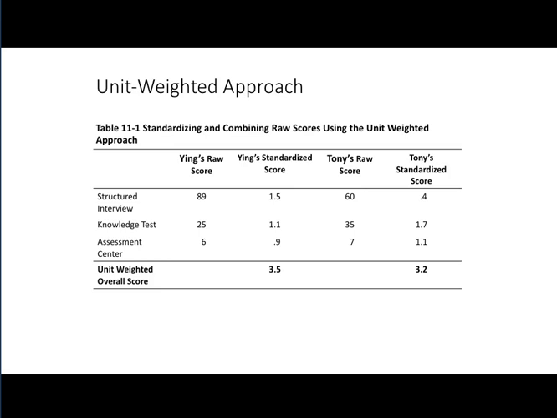Tony has 60 in the structured interview, 35 in the knowledge test, and 7 on the assessment center. So he didn't do as well as Ying on the structured interview, but did significantly better on the knowledge test, and the assessment center slightly greater. So if you do straightforward weighting and you assume they're equally as important, then absolutely Ying would be your candidate for the job. Now, Tony would still probably be good.